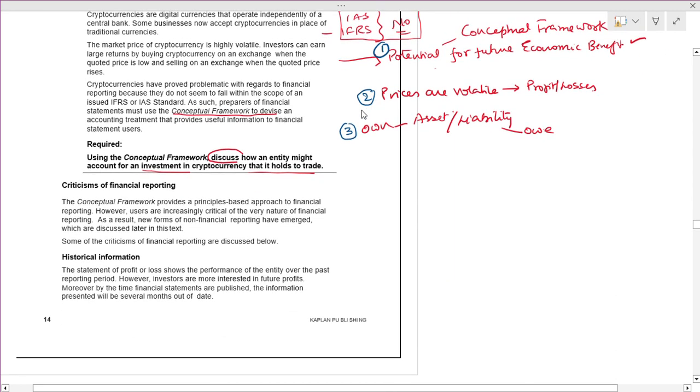Now, coming to the criticism of financial reports. Financial reporting has limitations. It has a lot of limitations, as simple as that. It is based on principles, and it is based on historical information. As a result, new forms of non-financial reporting have emerged. What are the new forms of non-financial reporting? Any idea?